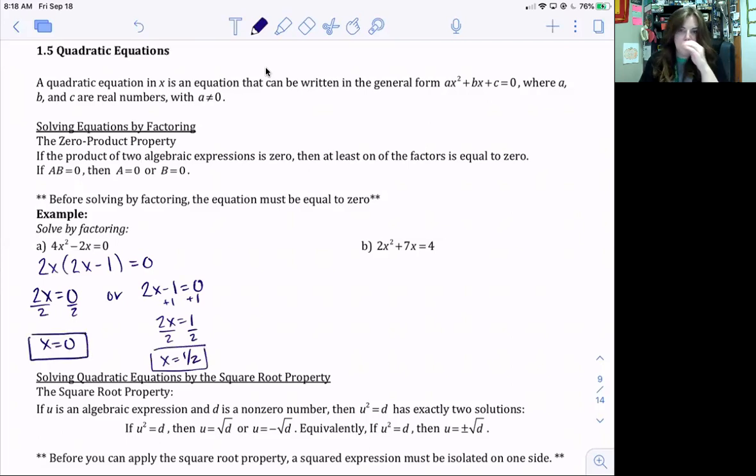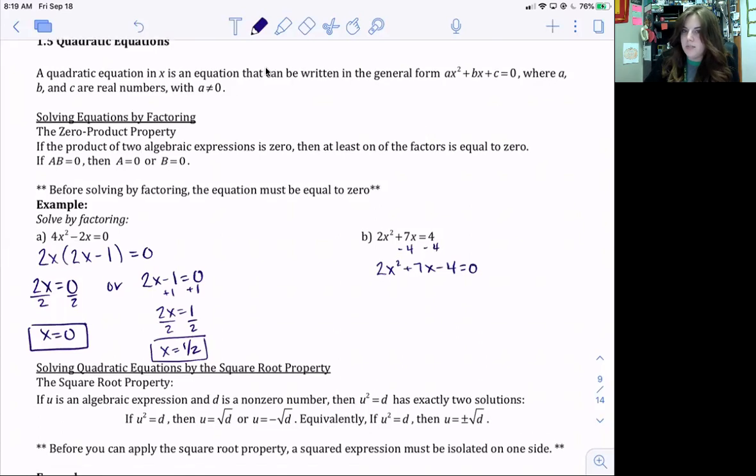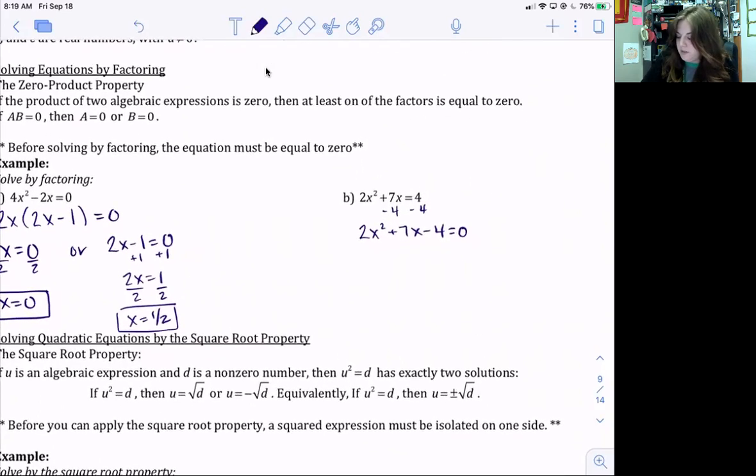Okay, looking at b, we have 2x squared plus 7x equals 4. We want to make sure we're equal to 0, so I'm going to subtract this 4 first. And now we have 2x squared plus 7x minus 4 equals 0. And then we're going to use AC factoring. So a equals 2, and c equals negative 4. If we multiply those, we get negative 8.